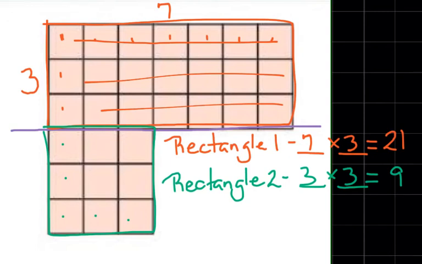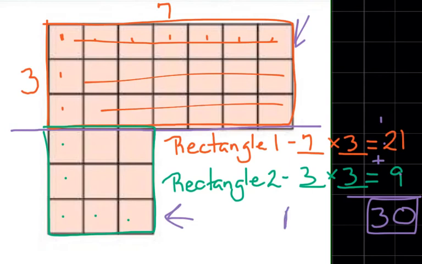So now we have our products for this rectangle here and this rectangle here. All we have to do is combine those two. We're going to add them, and we will have the total area for this somewhat of an odd shape here, right? So 9 plus 1 is 10. We're going to regroup the 1. 2 plus 0 is 2, plus 1 is 3. So 21 plus 9 is 30. Our area equals 30 square units.